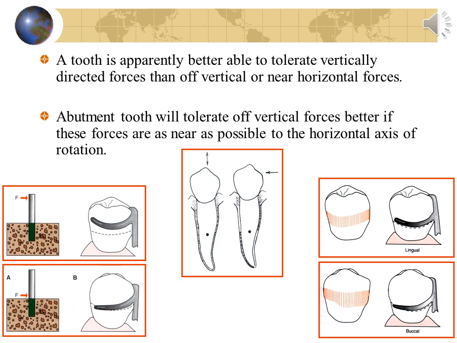A tooth is apparently better able to tolerate vertically directed forces than non-vertical torquing or horizontal forces, because more periodontal fibers are activated to resist the application of vertical forces to teeth than are activated to resist the application of non-vertical forces. An abutment tooth will better tolerate non-vertical forces if these forces are applied as near as possible to the horizontal axis of rotation.